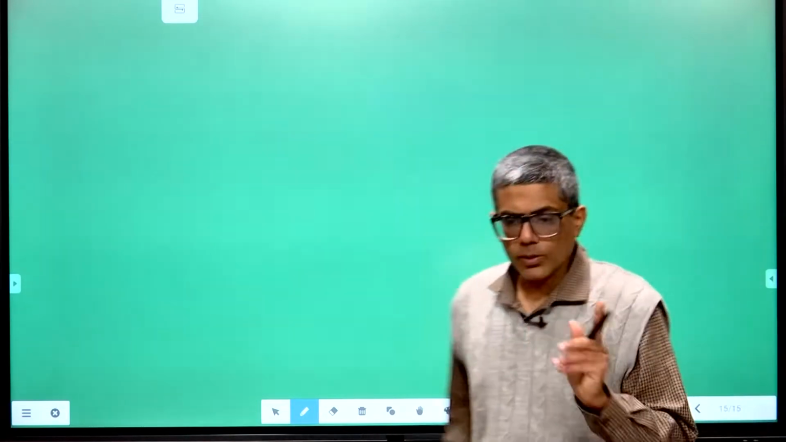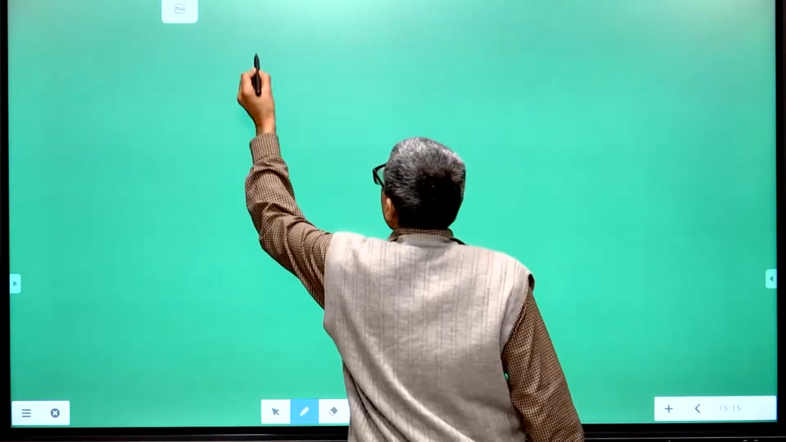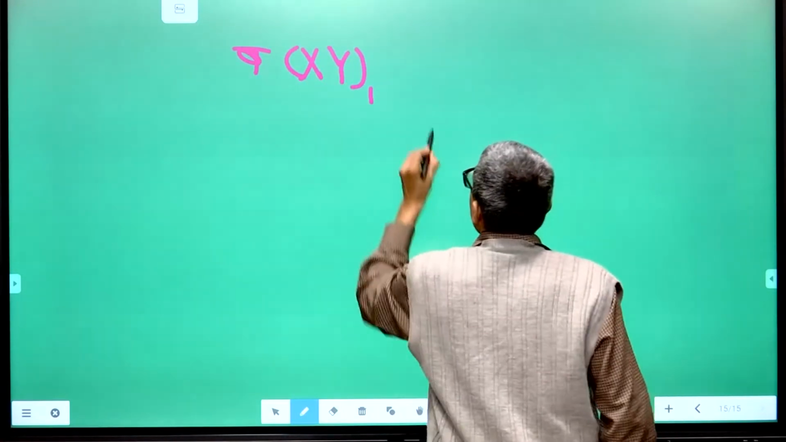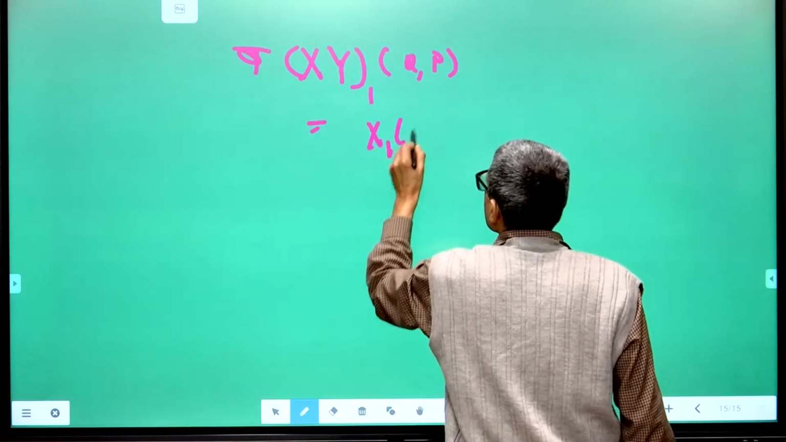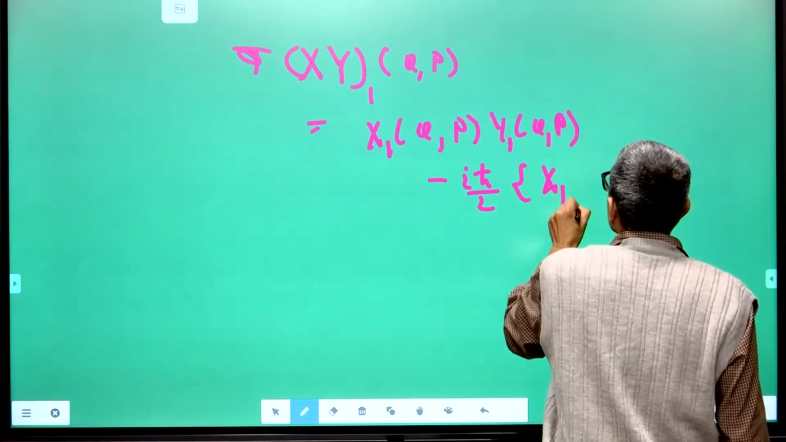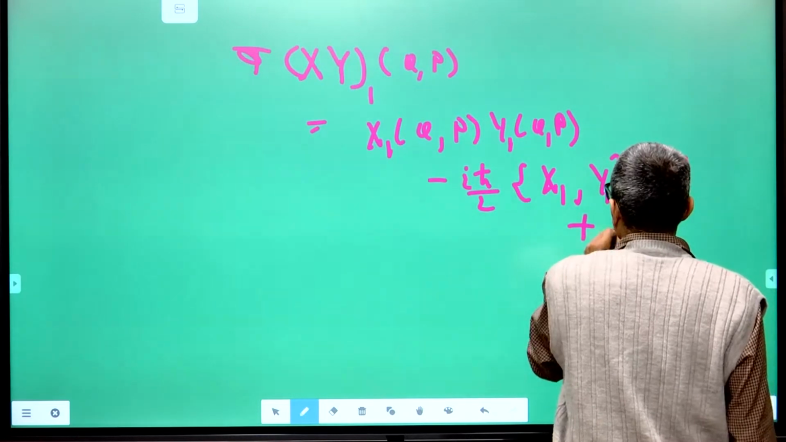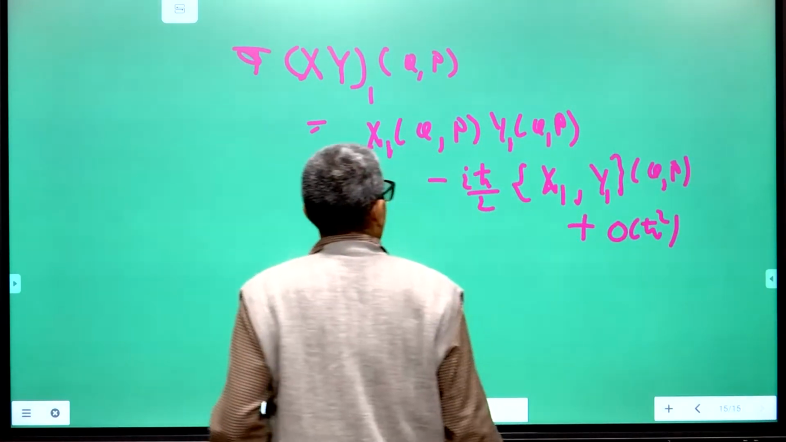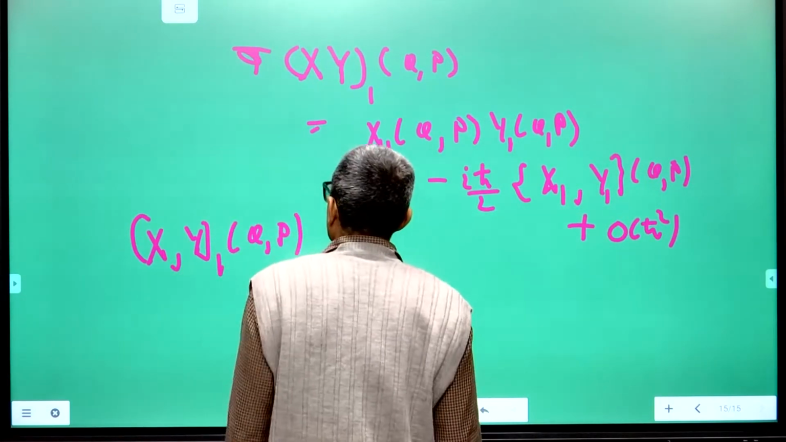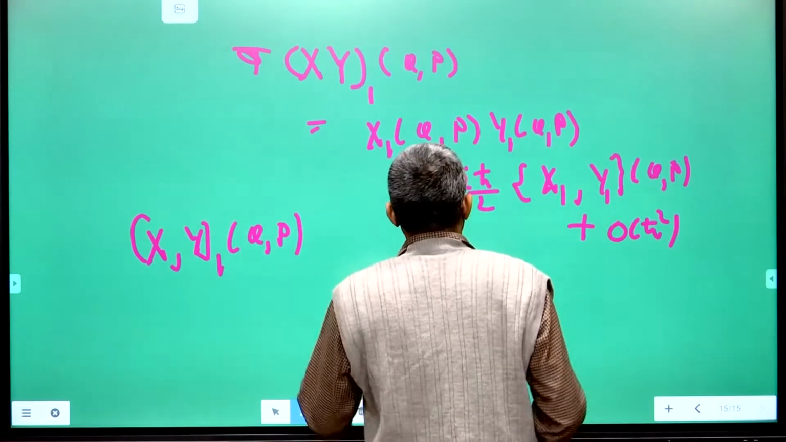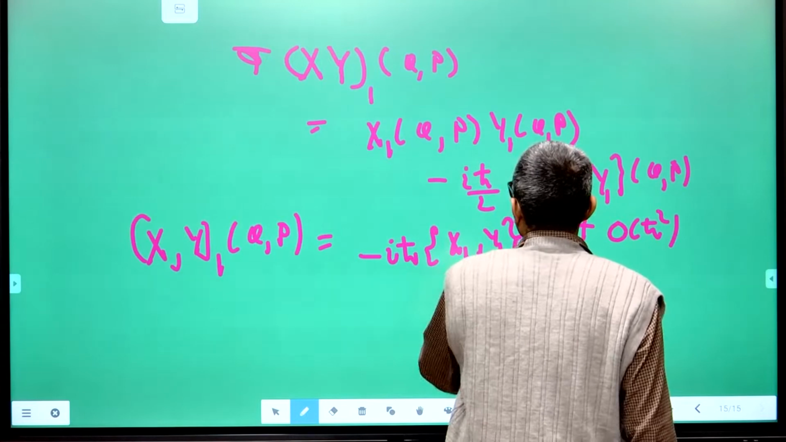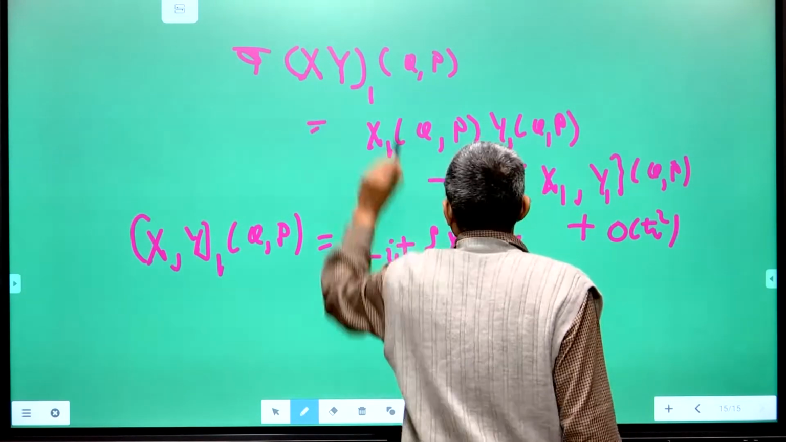Now I shall give one more derivation which is important here, namely a full derivation of the formula for two observables x, y in quantum mechanics. I want to compute their Wigner distribution at (q,p). I want to show that this is the same as x_1(q,p) y_1(q,p) minus (ih/2) times the Poisson bracket between x_1 and y_1 at (q,p), plus order h square. If I am able to prove this, then it will also imply that the Wigner transform of the Lie bracket [x,y] at (q,p) is given by the classical Poisson bracket formula {x_1, y_1} plus order h square terms. So let us see how to prove this statement.